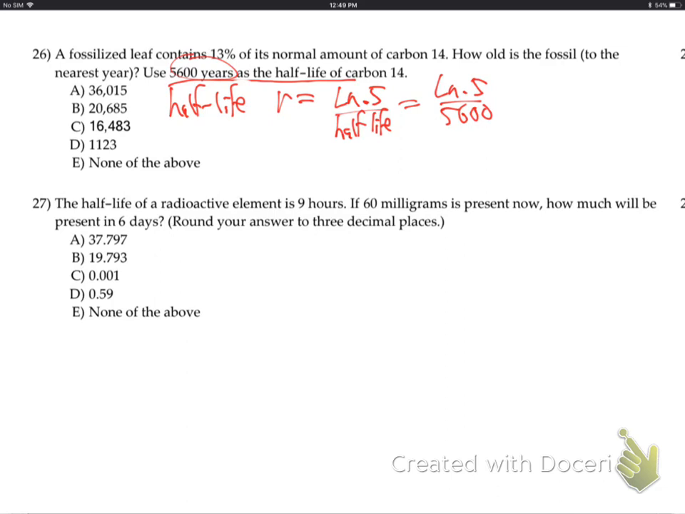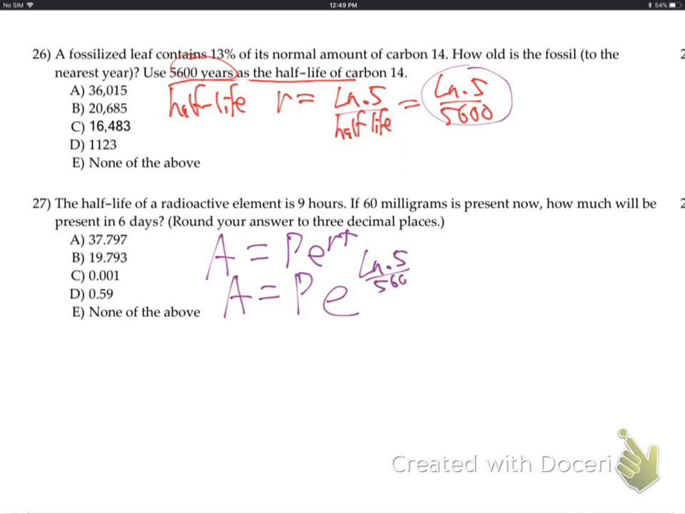So here we go then. I can jump right into phase 2. So PERT, what's the P? I'll get back to that. The R is ln 0.5 over 5600, times t. Now, a fossilized leaf contains 13% of its normal. That means the amount is what? 0.13 P. Everybody see that? That's what it means to have 13% of your original amount: 13% of P. P is the original amount. Is everybody good with that?